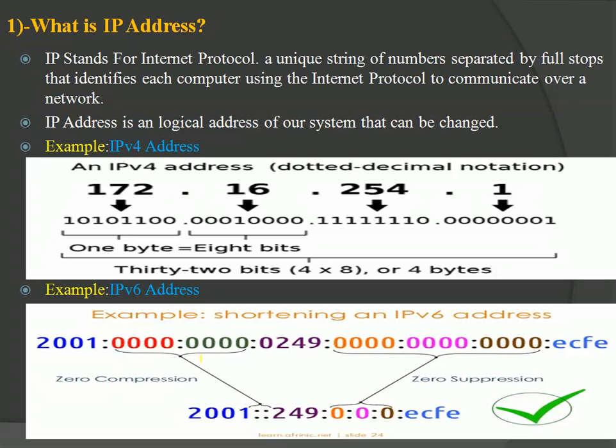Here is an example of an IP version 4 address: 172.16.254.1. Every octet is separated by a dot. The second one is the IPv6 address, which is a 128-bit long address, and it is a hexadecimal address. We will discuss it briefly further on.